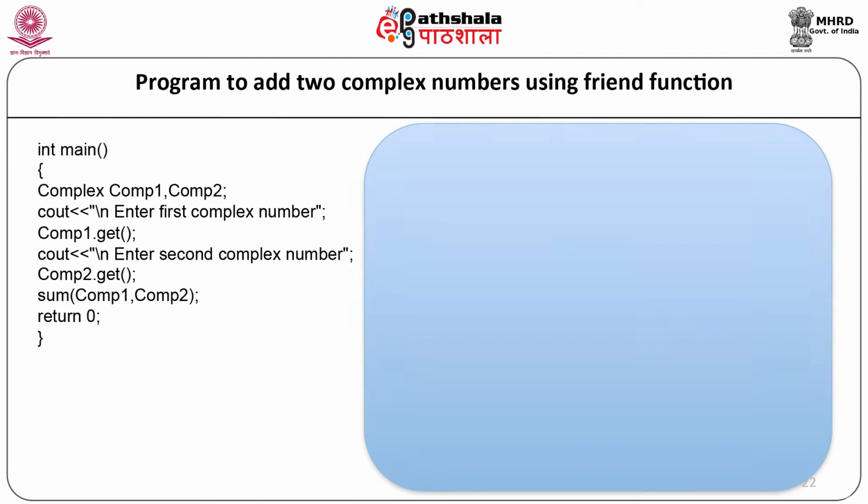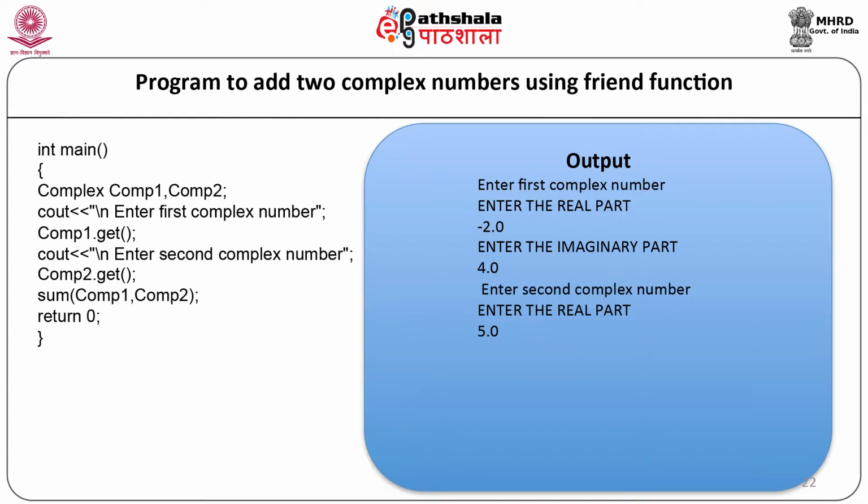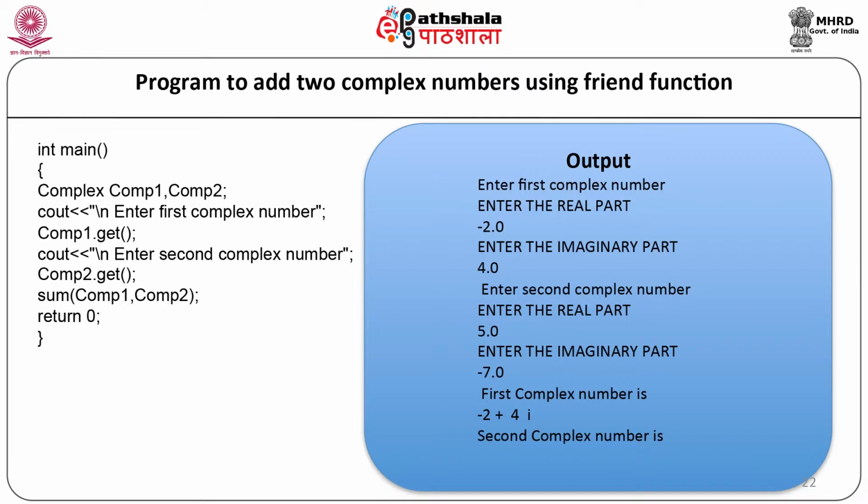Now when the above code is compiled and executed, it will produce the output as enter the real part. Suppose the first number that we have entered is -2, imaginary part is 4. Then the second complex number, enter the real part, suppose 5, enter the imaginary part, suppose the entered number is -7. Then the output will be: first complex number is -2 + 4i, second complex number is 5 - 7i, and sum of two complex numbers is 3 - 3i.